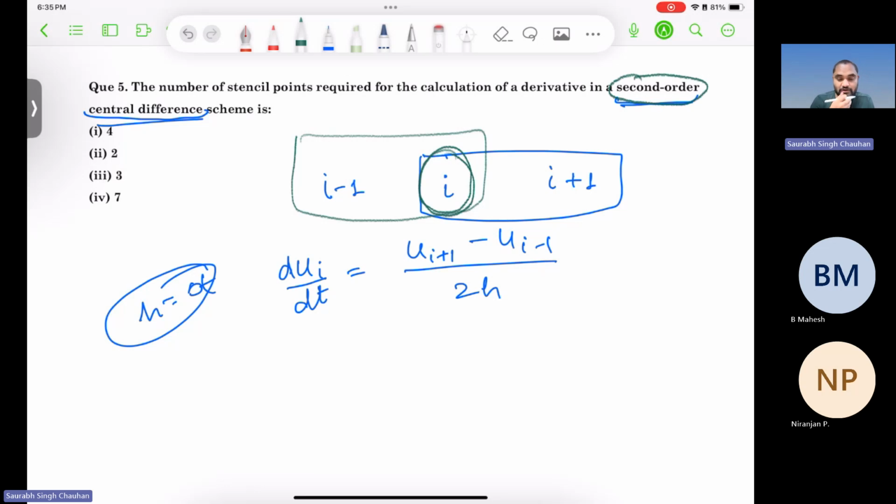What does this mean? Second order. In partial differential equations, the meaning of second order was order of derivative, right? d by dx is first order. d square by dx square is second order. But here, what is the meaning of second order?